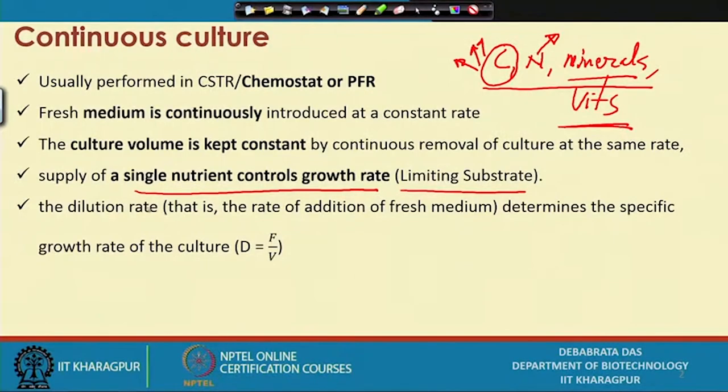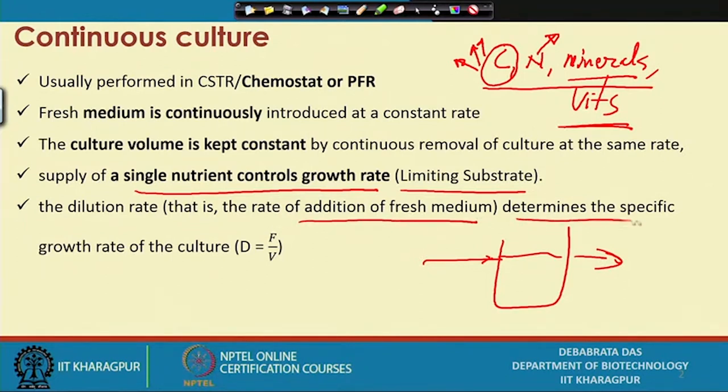Now, if you want to study the effect of each component individually, we can easily study it with the help of continuous systems. We can just change the concentration here, and immediately we can find the changes here. The dilution rate, that is the rate of addition of fresh media, is determined by the specific growth rate, that is D equal to F by V. F is the flow rate and V is the volume, because D is equal to mu.